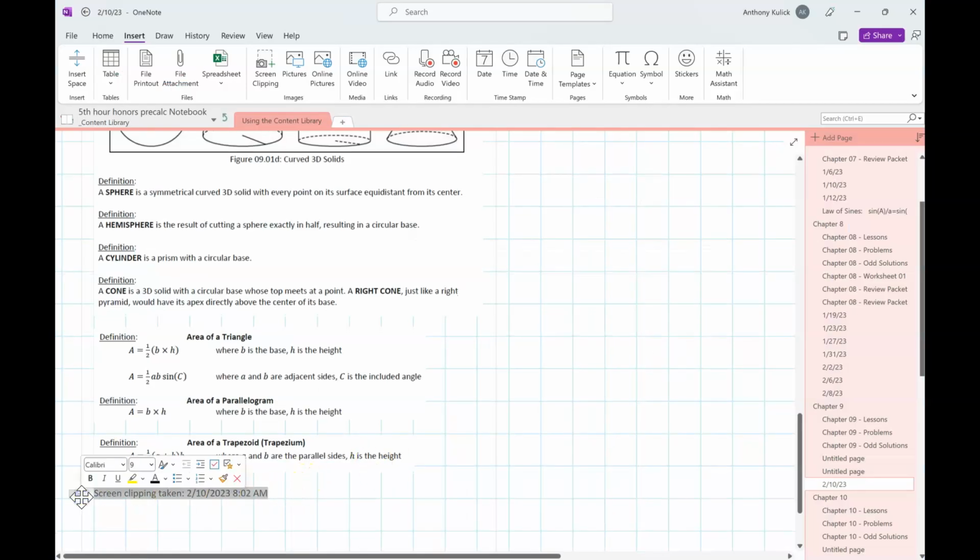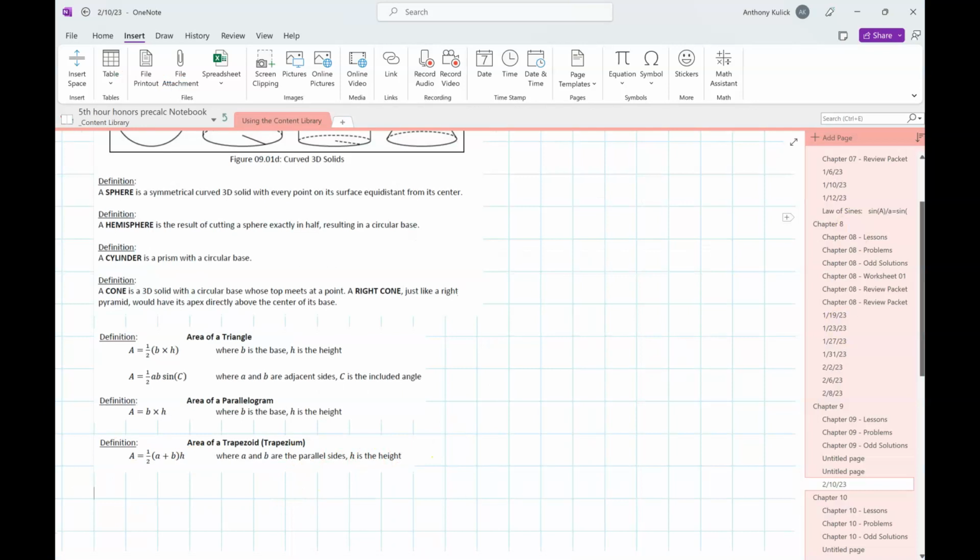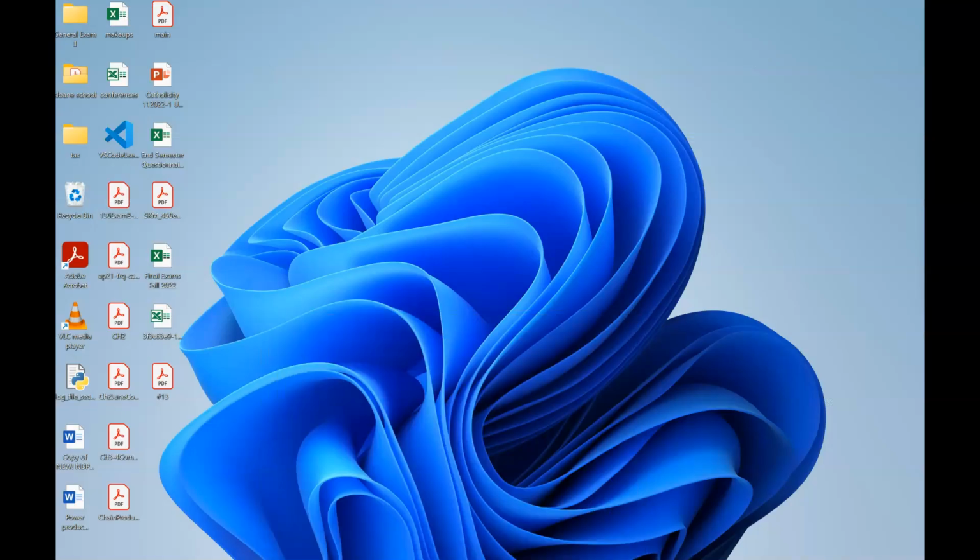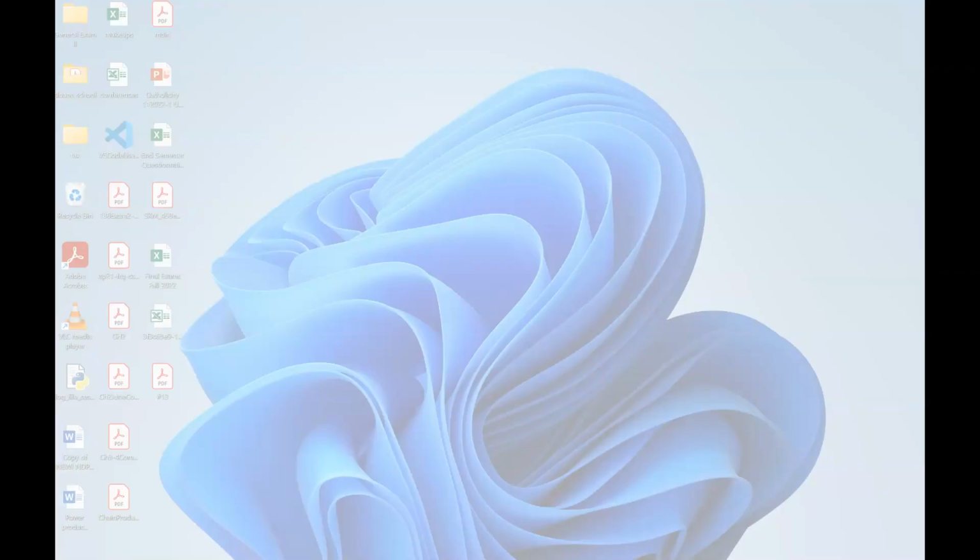Another common area formula would be that for a trapezoid. The area for a trapezoid is 1/2 the length of one base plus the length of the other base, times the height. And remember, we can identify the bases of a trapezoid really easily because those are the two sides that are parallel to one another.